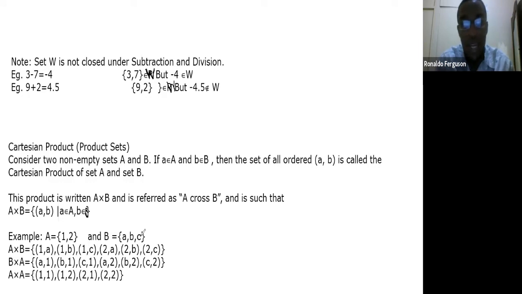So A cross B can be many things. A cross B can be (1, a), or it can be (1, b), or it can be (1, c). It can be (2, a), (2, b), (2, c). That would be A cross B. Now what if we want B cross A? B cross A would mean we have (a, 1), (a, 2), (b, 1), (b, 2), (c, 1), then (c, 2). Now what is A cross A? A cross A would be (1, 1), (1, 2), (2, 1), or (2, 2). What would be B cross B? B cross B would be (a, a), (a, b), (a, c), or it can be (b, a), (b, b), (b, c), or it can be (c, a), (c, b), (c, c). That would be B cross B.